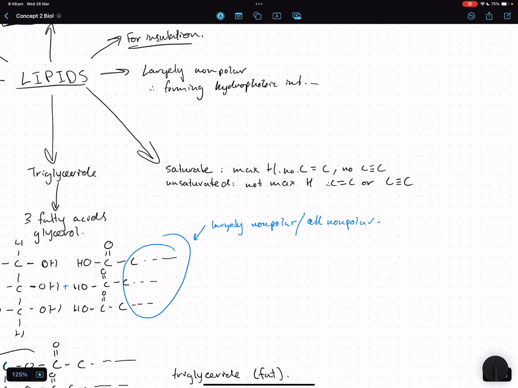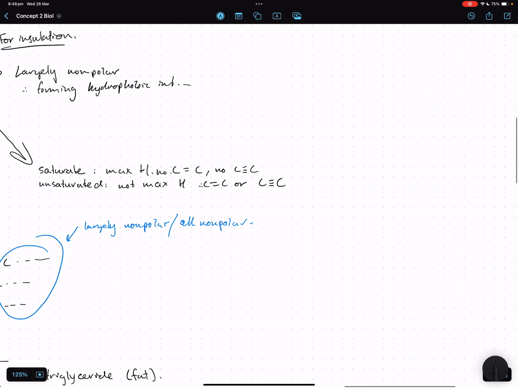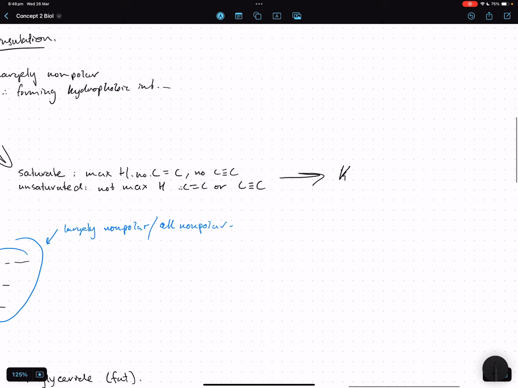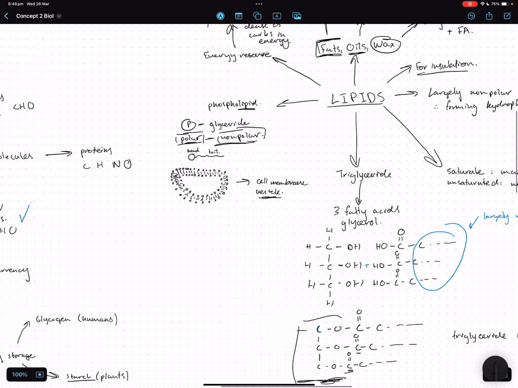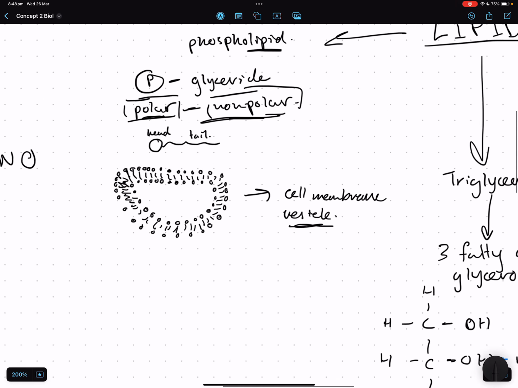So saturated doesn't have it, but unsaturated does, and this leads to kinks being formed. Observe this phospholipid. This is a straight one, this is a straight one, and then if you have a kinked one, see that it folds out because there's a kink that forms because of the unsaturation. So that disrupts this sort of structure.